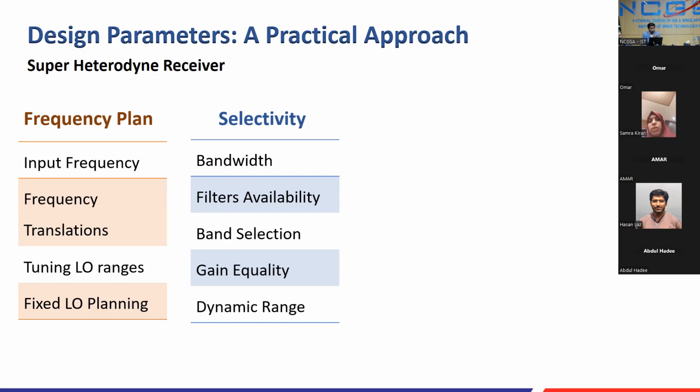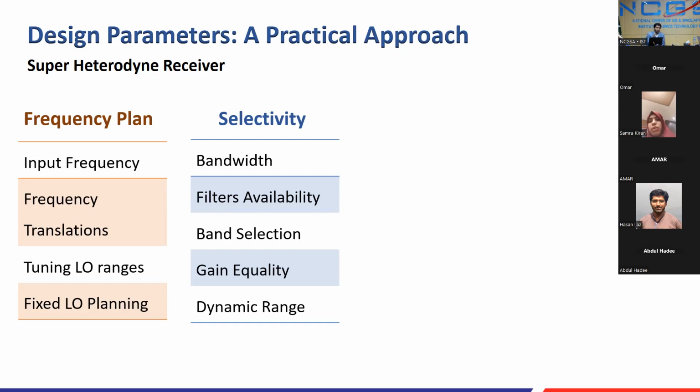If those filters are used, then the size will increase. So if I don't use those filters and use PCB-mounted microstrip filters or LC filters, then what will be the trade-offs? How will I manage the band overlaps? That also comes under the umbrella of selectivity.